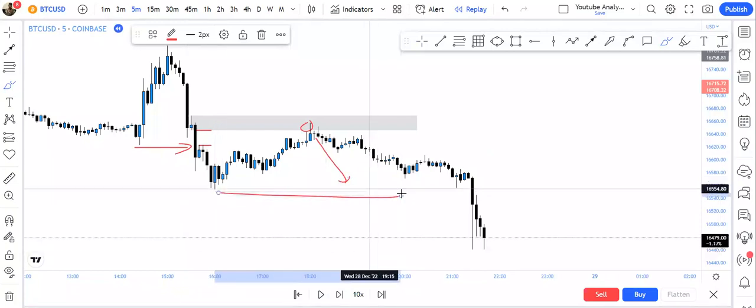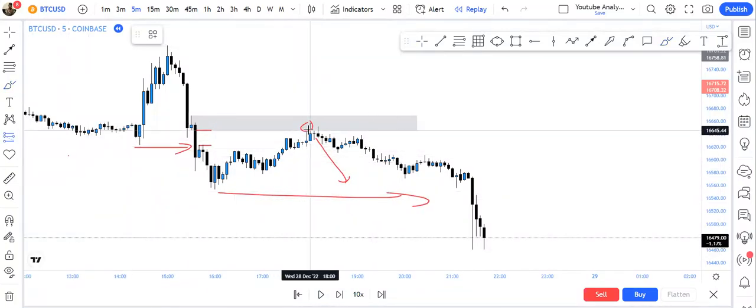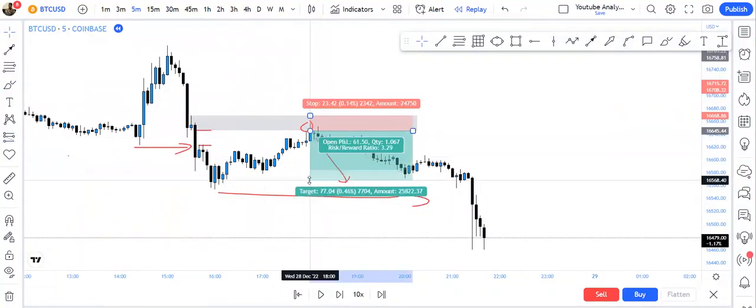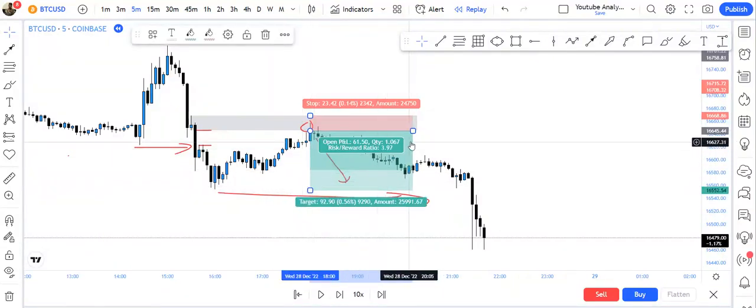And as you can see, high was broken. Let's say you don't want to hold this trade. It's better to hold trades sometimes. Sometimes it's not better to hold trades. It depends on your risk management and your strategy. Even just holding until here is almost a 1 to 4.